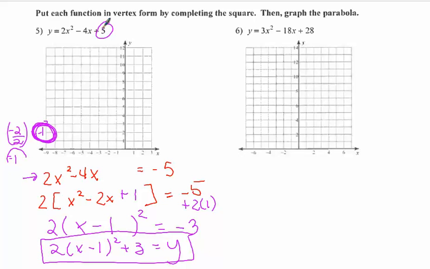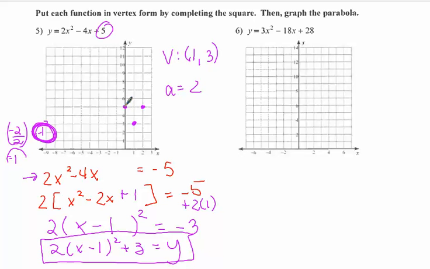Now, if I want to graph it, this is where this becomes fun. My vertex is (1, 3). My A value is 2. That tells me if I go to the right 1, instead of going up 1, I go up 2. And left 1, up 2. That's how I find my A values.